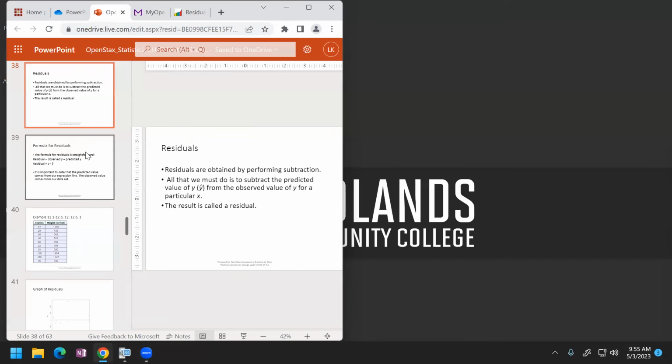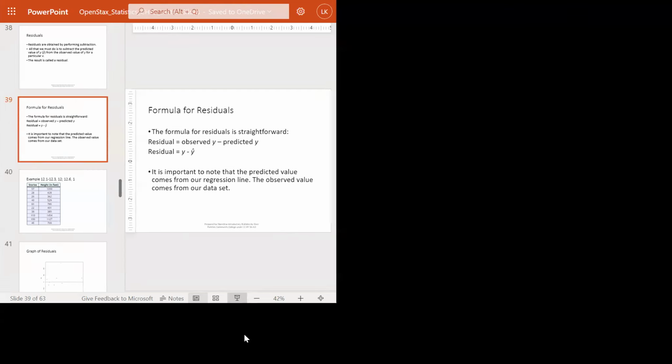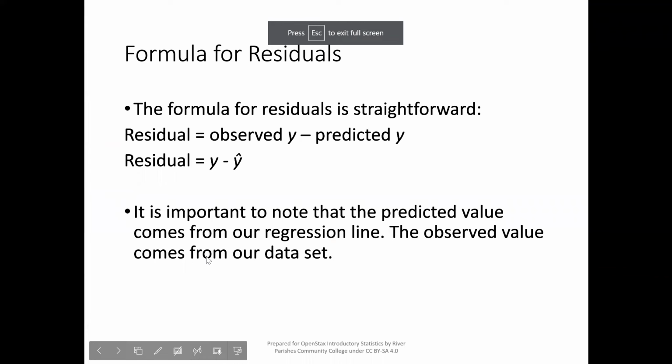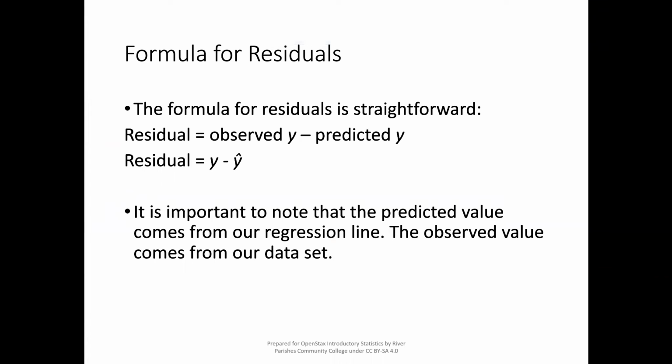All right, more on residuals. The formula for residuals is straightforward. The residual is equal to the observed y, so the data you collected, minus the predicted y, the y that comes from your linear regression equation. So the residual is y minus y hat. It's important to note that the predicted value comes from our regression line. Y hat comes from your regression line. The observed value comes from your data.